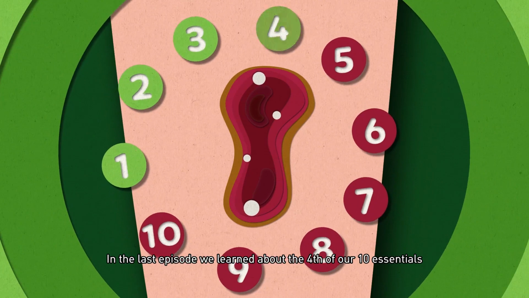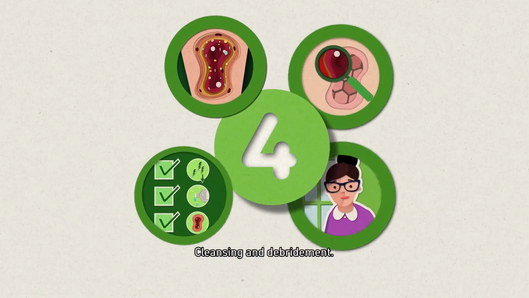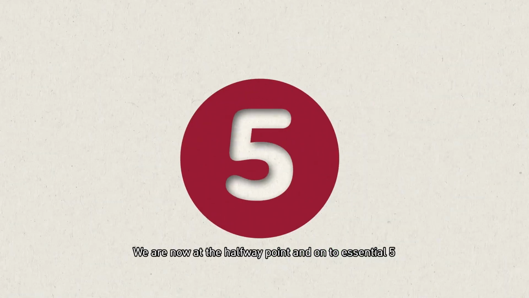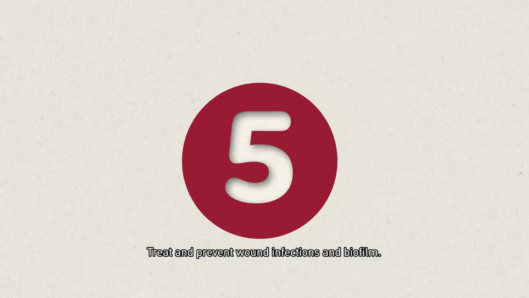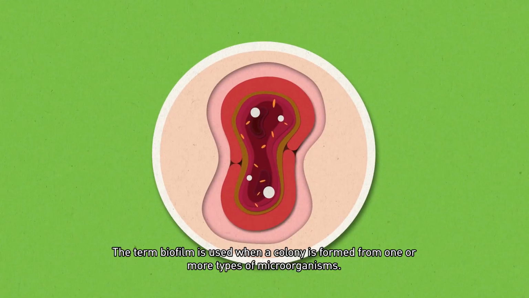In the last episode, we learned about the fourth of our 10 essentials: cleansing and debridement. We are now at the halfway point and on to Essential 5. Treat and prevent wound infections and biofilm. The term biofilm is used when a colony is formed from one or more types of microorganisms.